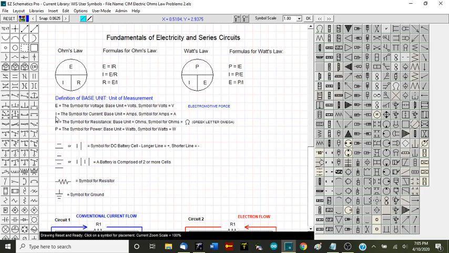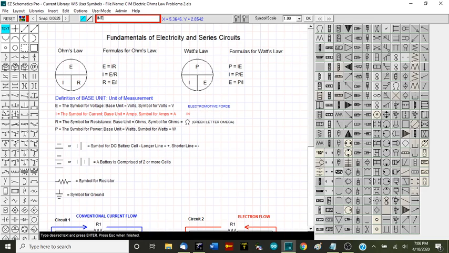The next symbol is the symbol for current. And the symbol for current is I, and it's measured in amps. The symbol for amps is A. That makes sense. Now, how can you remember what the symbol for current is? Well, I'll write that down.